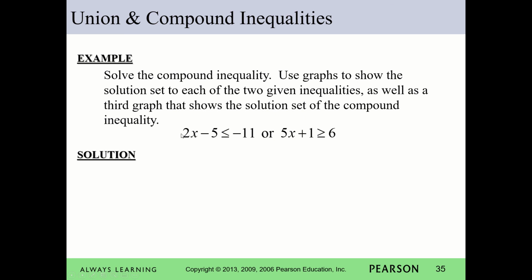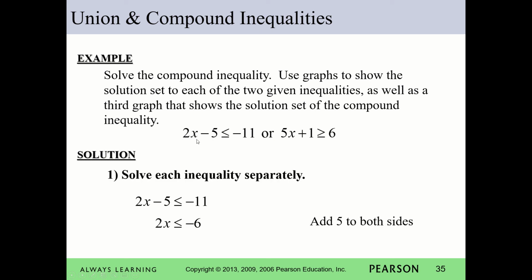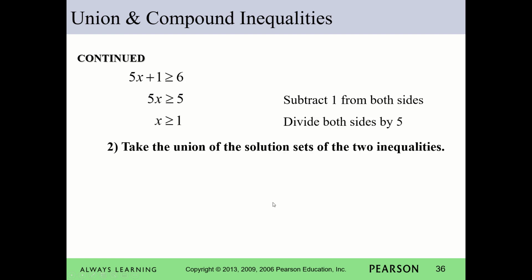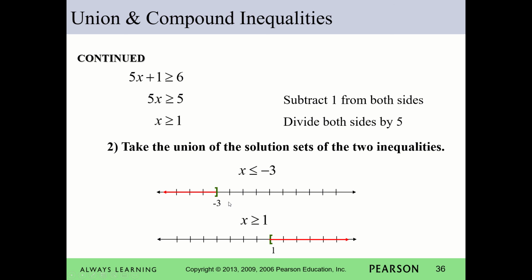So let's look at these. We have 2x minus 5 is less than or equal to negative 11, or 5x plus 1 is greater than or equal to 6. So it's going to give us two different options for x. So let's solve this one on the left here. We're going to add our 5 over, divide by 2, so it gives us x is less than or equal to negative 3, or we're going to subtract our 1, divide by 5, or x is greater than or equal to 1.